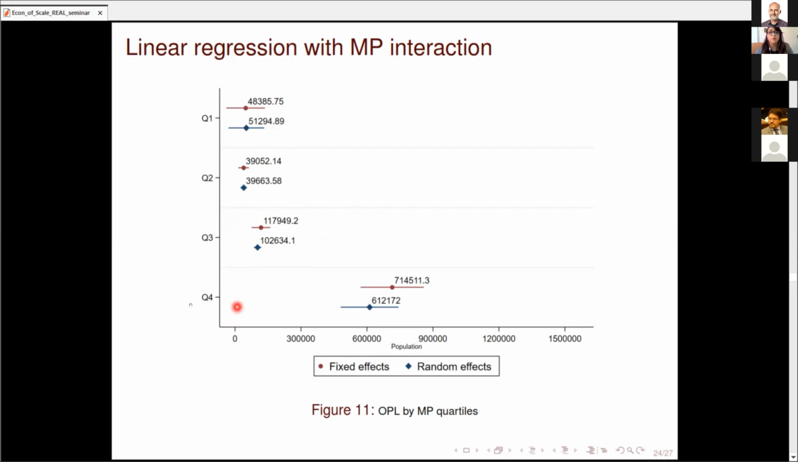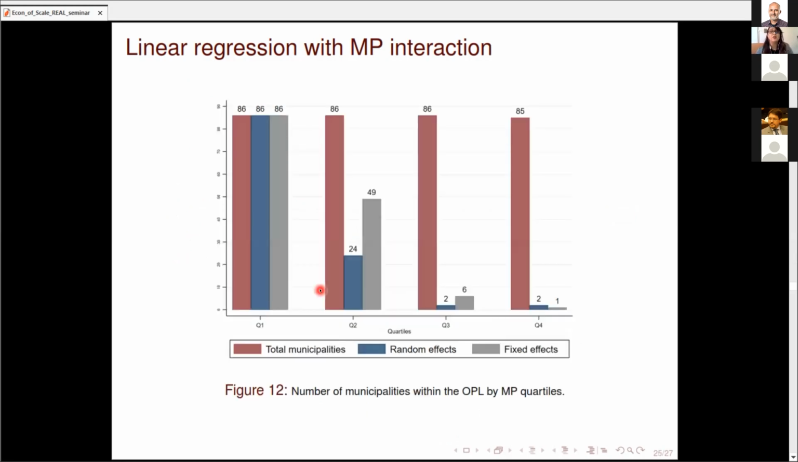Very far from quartile 4. Economies of scale are reached around 700,000 people. And in this case, the story also changes regarding how many municipalities are achieving economies of scale. For quartile 1, all municipalities reach this interval. Quartile 2, around 30 municipalities, depending on the type of effect that we use. And quartiles 3 and 4, around 2 municipalities.